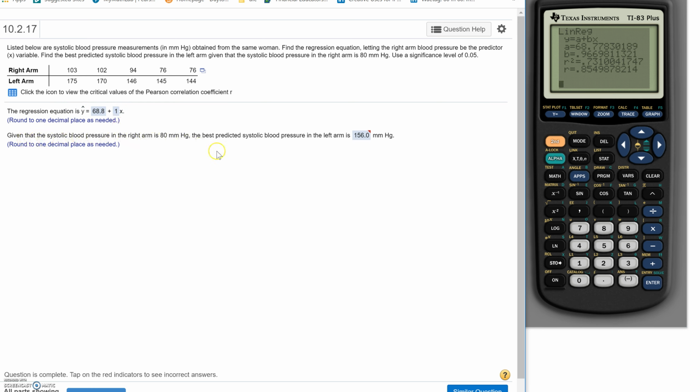Now we know what R is. The linear correlation coefficient is 0.855. You can see it right here on your screen. We have to compare this value with the critical value to see if we can use the regression equation or if we have to do something else for finding the blood pressure in the left arm for 80.